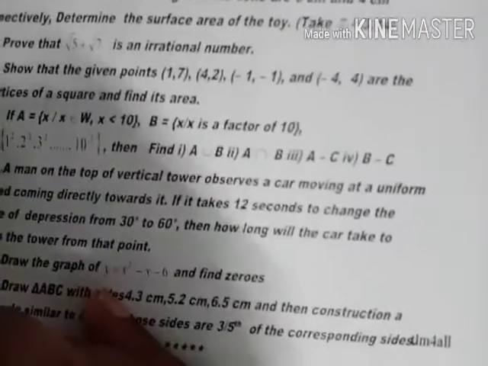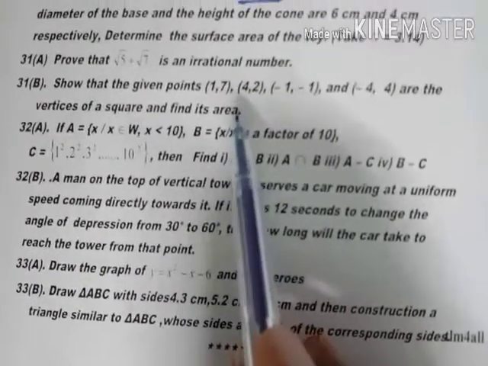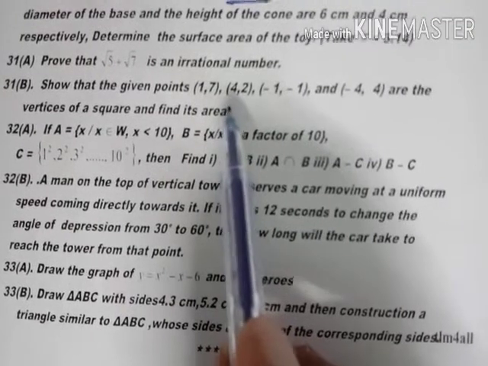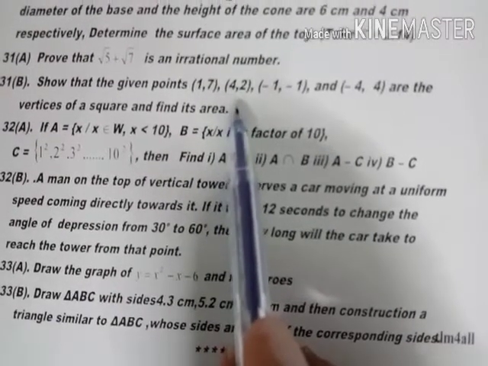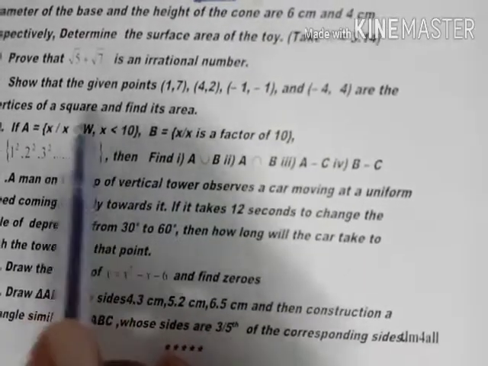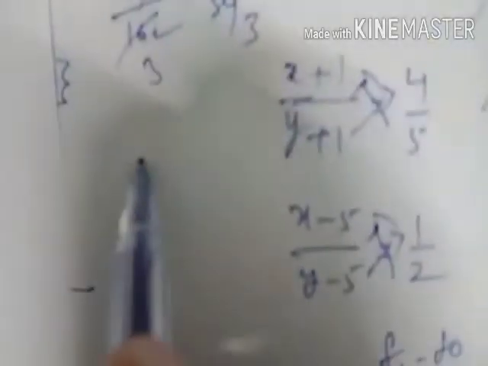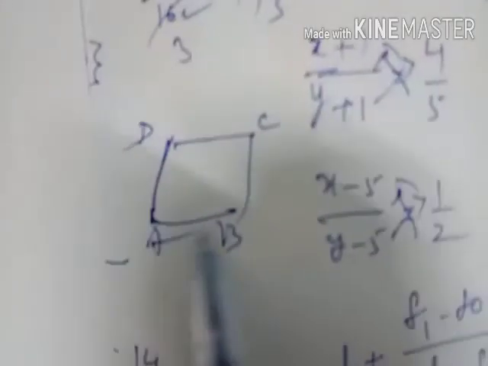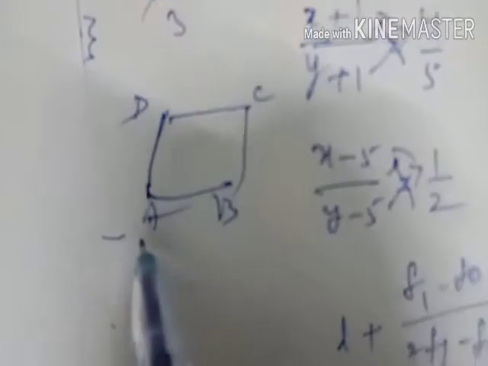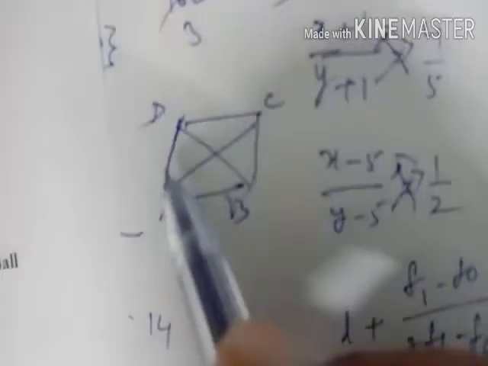In 31B we'll get a question in coordinate geometry, finding the vertices of a square and its area. We need to concentrate like this: A, B, C, D. We need to find the distance between A, B, B, C, C, D and A, D also. You also need to find the distance between the diagonals.